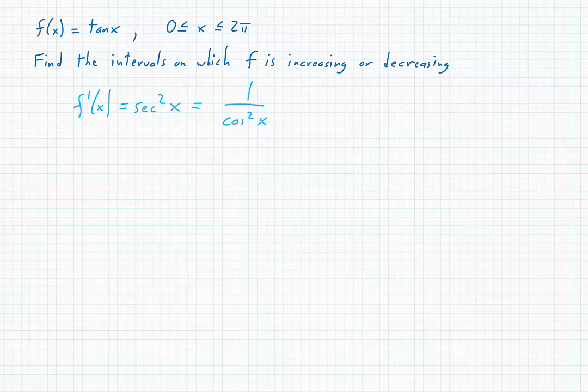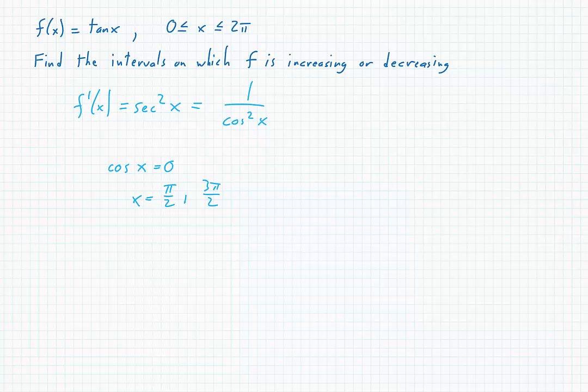Secant can't ever be 0, and we can see that from rewriting it as 1 over cosine squared of x. It will be undefined whenever the cosine is 0. So where is the cosine 0? Well, let's consider that. Cosine of x is equal to 0. That's going to occur when x is pi over 2, and again when x is 3 pi over 2. Those are the only 2 points in the interval 0 to 2 pi.